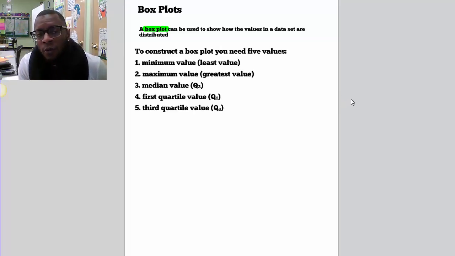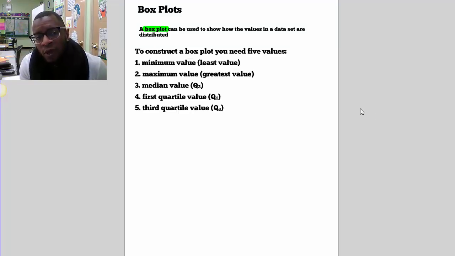The visual representation that I'm referring to is called a box plot. A box plot is a visual representation that can be drawn to show how the values in a set of data are distributed. Sometimes you'll hear them referred to as a box and whisker plot, and I'll show you in just a moment why we refer to them as box and whisker plots.